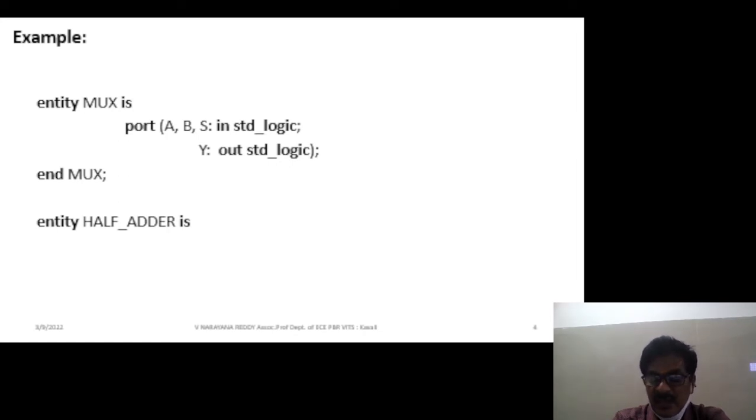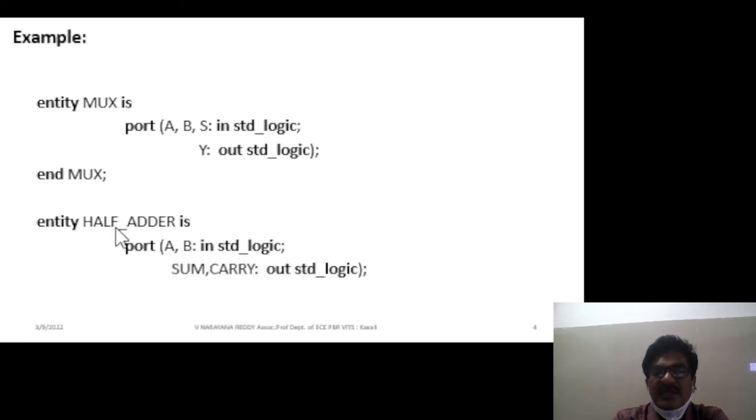Similarly, in the half adder case, entity half adder, see here. Since space is not allowed between half and adder, an underscore is used instead. Like that, the identifier is helpful to name the different units. Is it clear? So that is about the identifier.